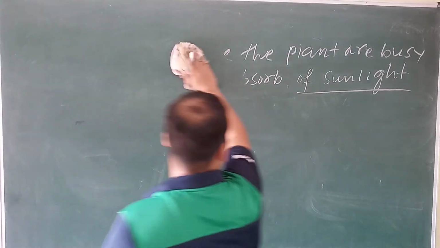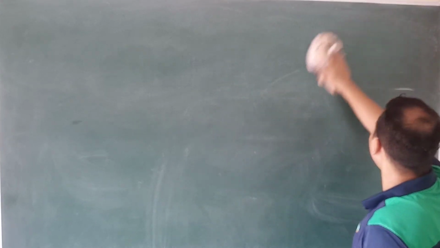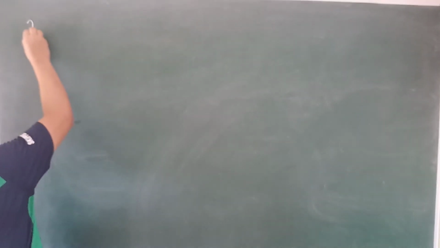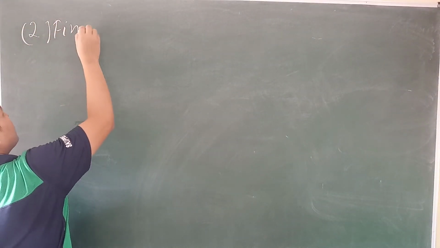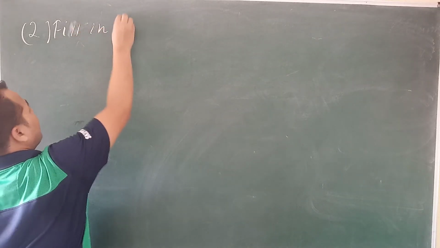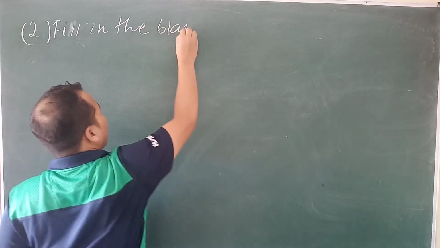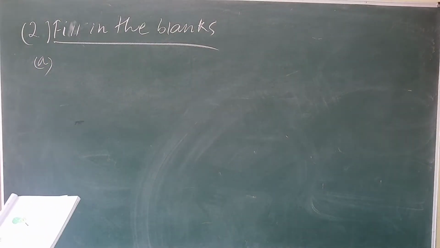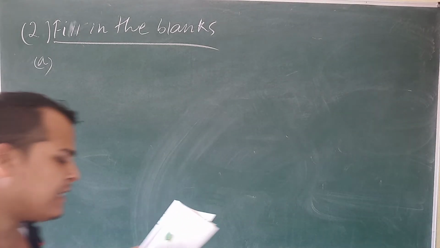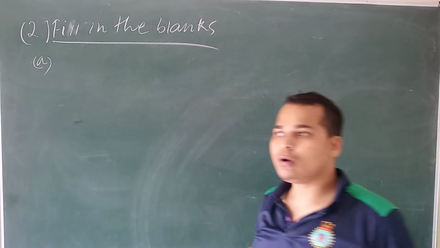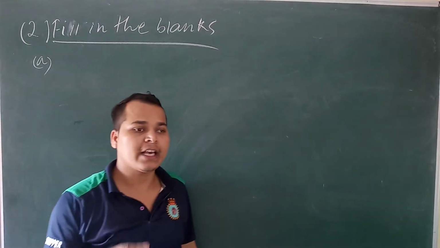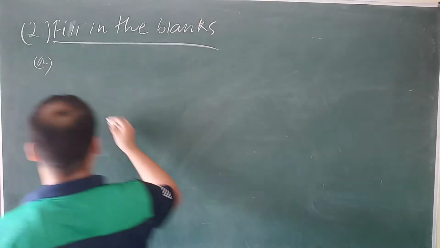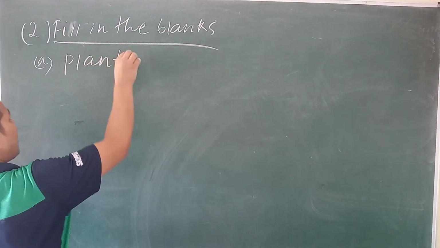Come to question number 2, fill in the blanks. You only have to fill in the blanks. First question A: Plants are the only living things that make their own food. Who are the only living things that can prepare their own food? Plant or animal? Plant. The answer should be plant.